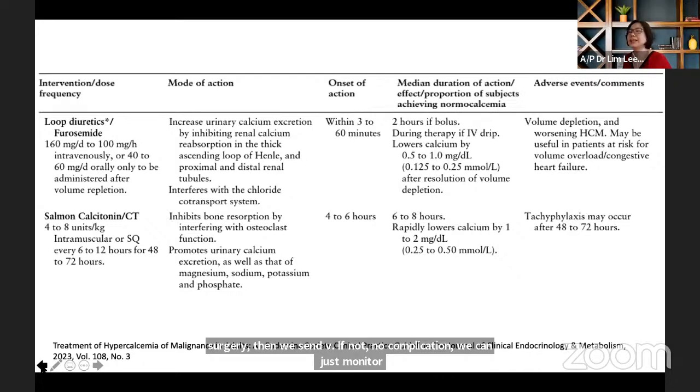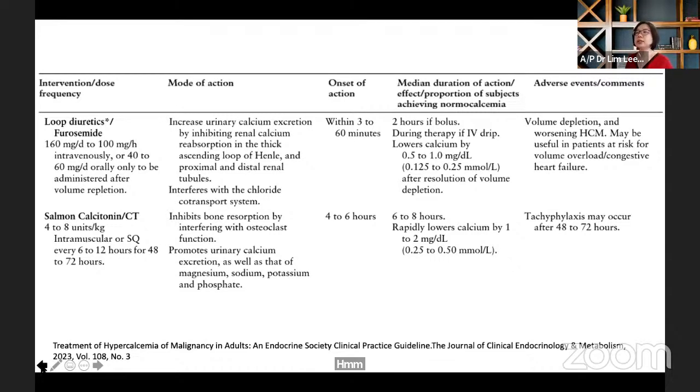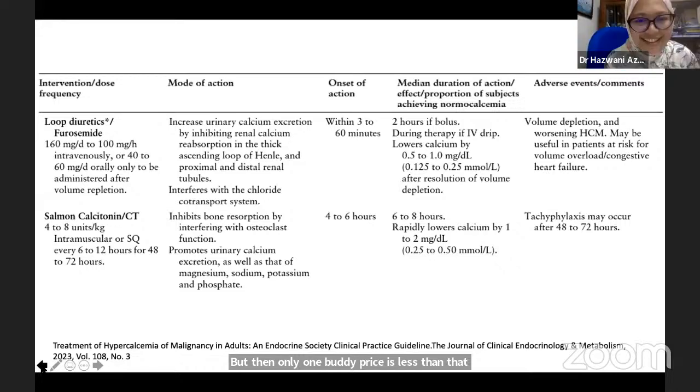Sure, thanks. Last question is about BMD report reading. They know that a T-score less than minus 2.5 defines osteoporosis. But then with only one vertebra less than that, and the other mean score is more than negative 2.5, so consider osteoporosis or not?